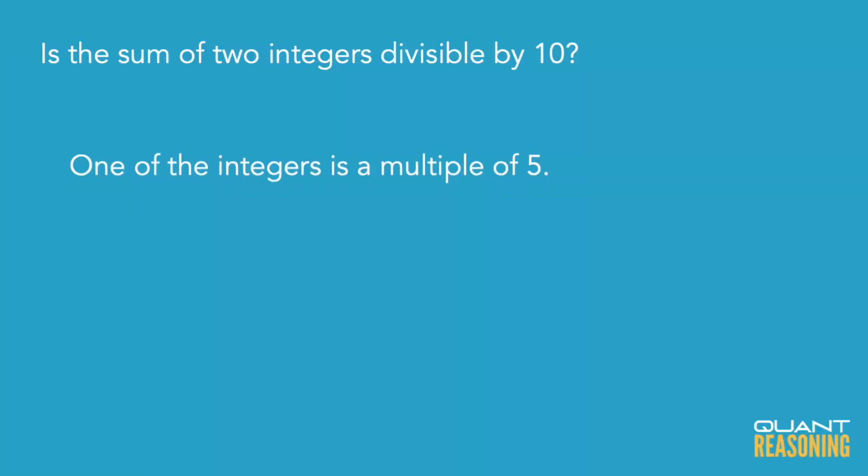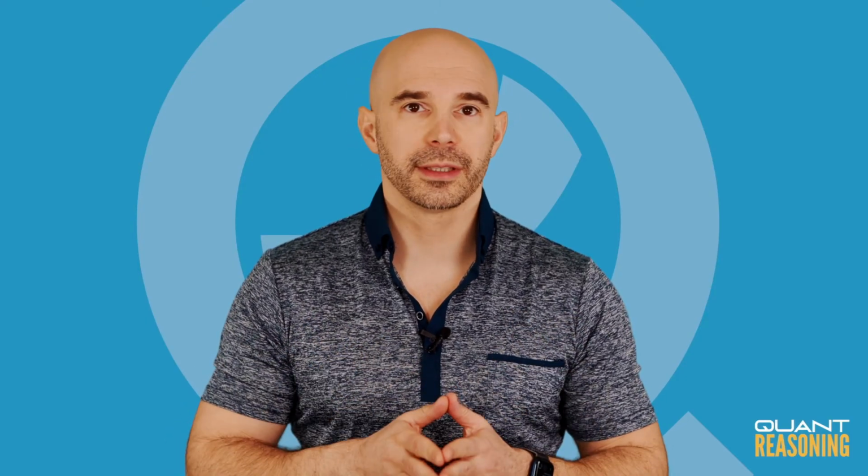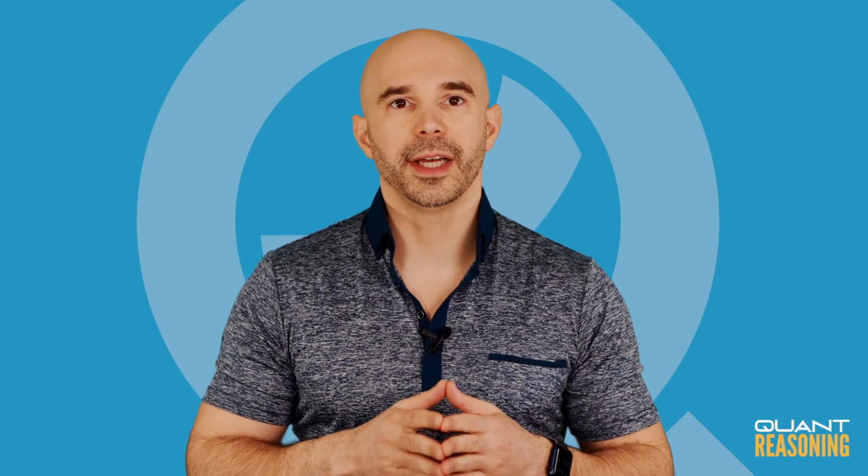Now when we combine the statements, we have one even number and we have one multiple of 5. Is it possible that the sum is divisible by 10? Yeah, they could just be 10 and 10. Right? 10 is even and 10 is divisible by 5, and if both of the numbers are 10, yeah, the sum is a multiple of 10.